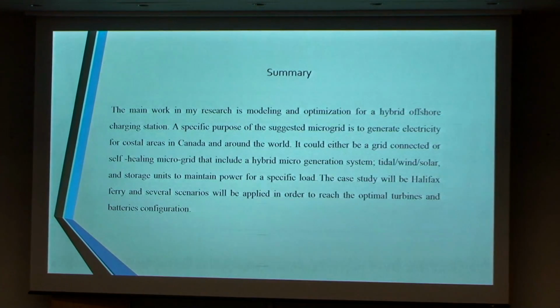So in summary, the main idea of my research is modeling and optimizing a microgrid. This microgrid is supposed to be literally zero emission, and it could be either grid connected or isolated from the main grid. It also includes a hybrid microgeneration system like tidal, wind, solar, or maybe more. The specific idea here is that as we rearrange the turbines, we increase or maximize the power, hopefully ending up with a way that no one has done before.